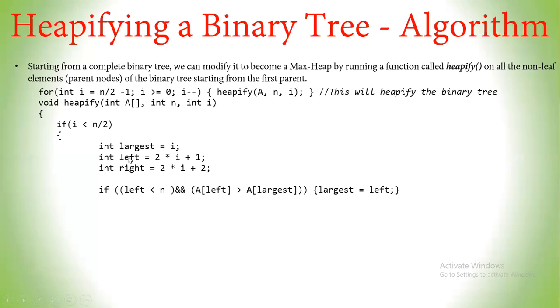So when we calculate the left child as 2i plus 1 and the right child as 2i plus 2, if the left child index is not less than n, then that child is not in the current binary tree. That means there is no point in doing that. So first we check whether the left child is less than n, because the highest possible index is n minus 1. If it is not, we don't do this comparison. And not only that, that means the left child must be inside the tree.